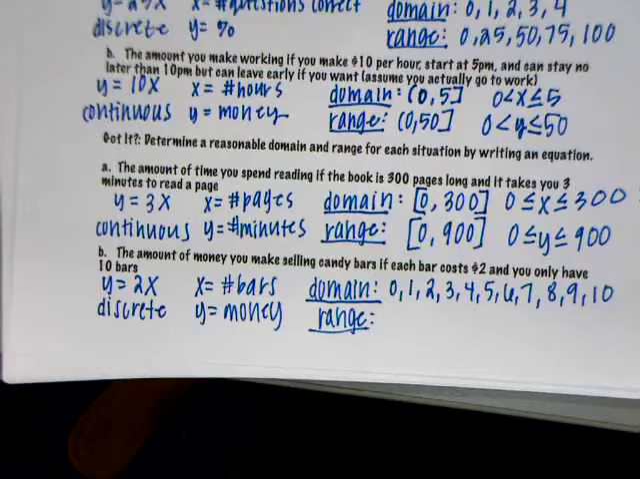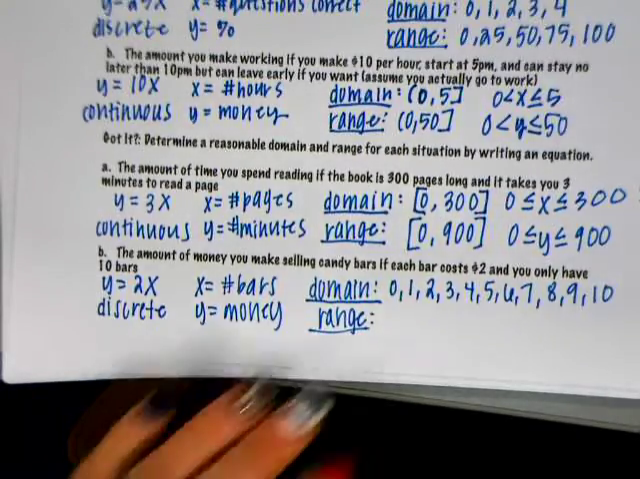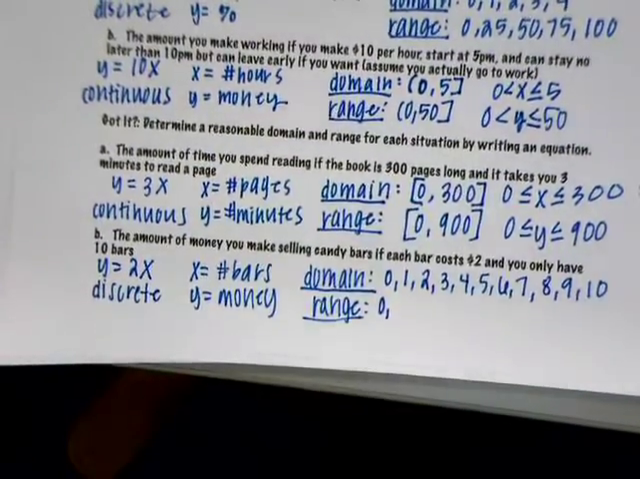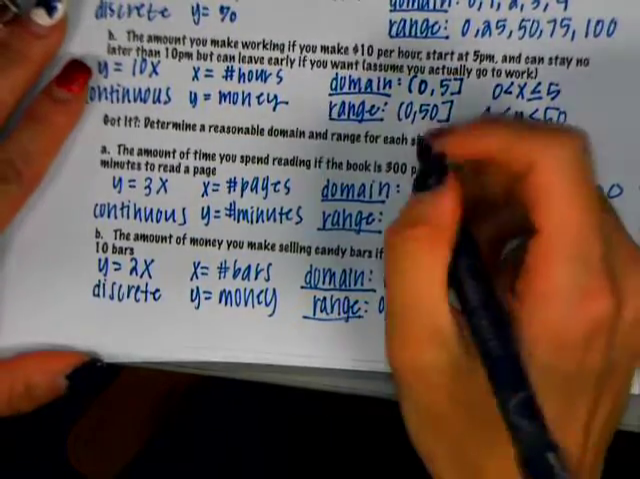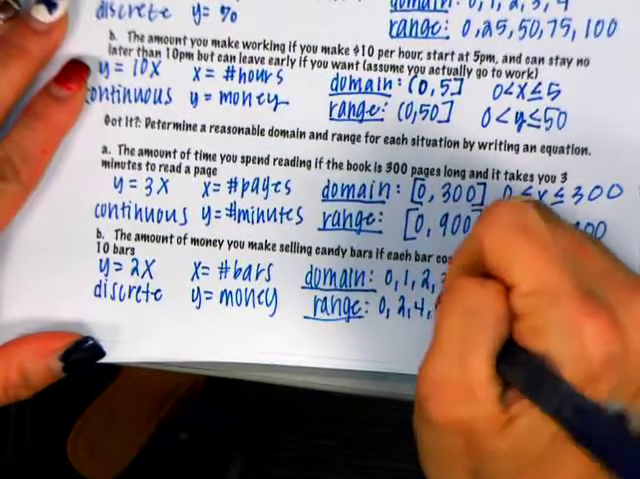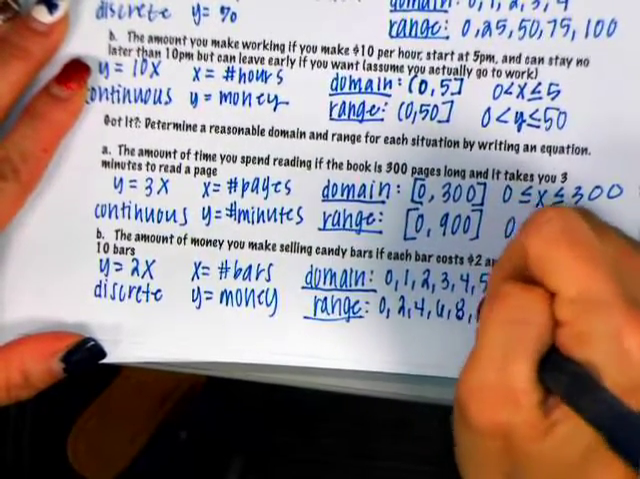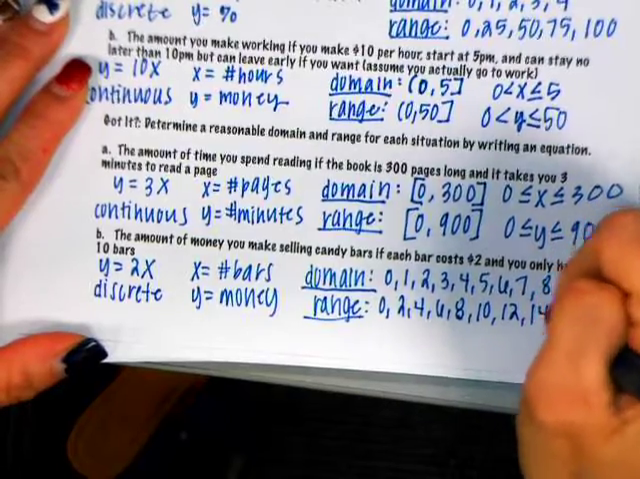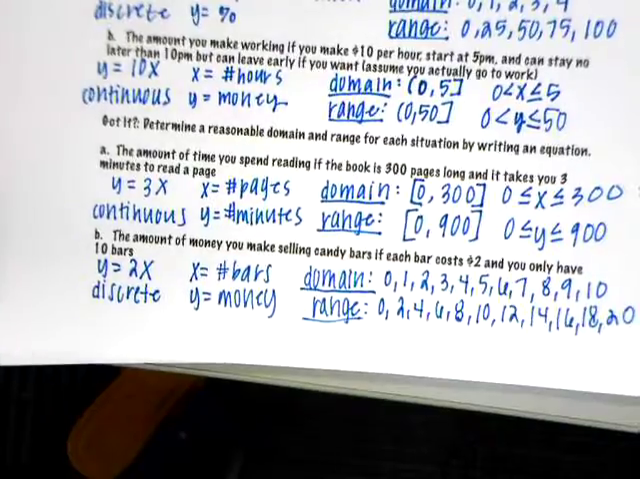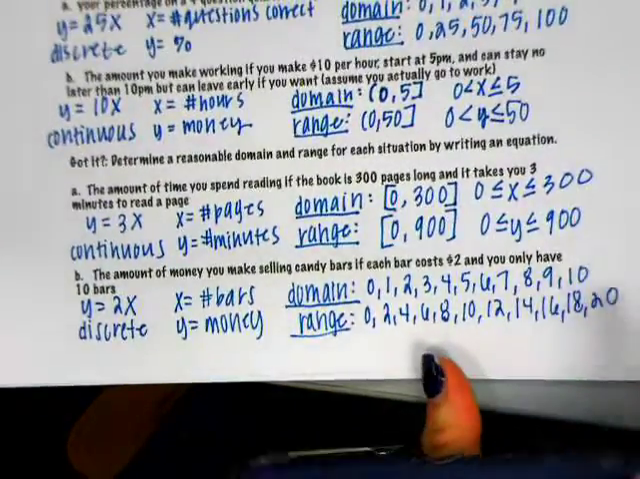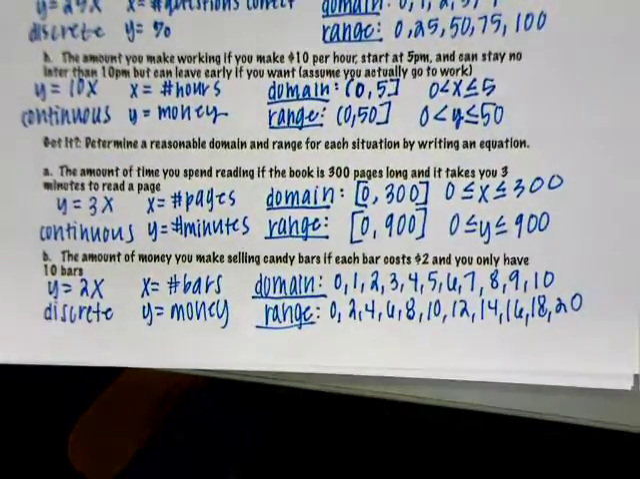And then we're going to list out all of the possible amounts of money that I could make. So what's the lowest amount of money? 0. Yeah. And then what? It goes in multiples of how? By 2. Yeah. So it's going to be $2, $4, so up to $20. Okay. Any questions on that?